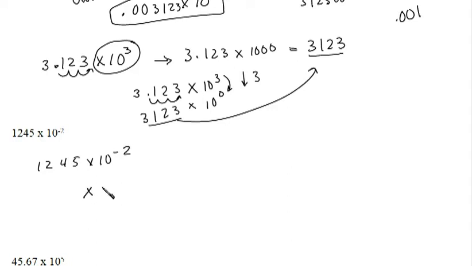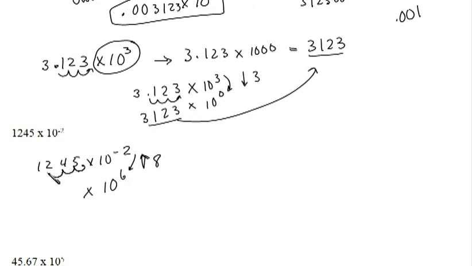And I want to make it a number times 10 to the 6th. So I'm going from a minus 2 to a plus 6. That's an increase of 8 places. So I need to decrease this number by 8 places. So the decimal place isn't here, but it's automatically assumed to be at the end.